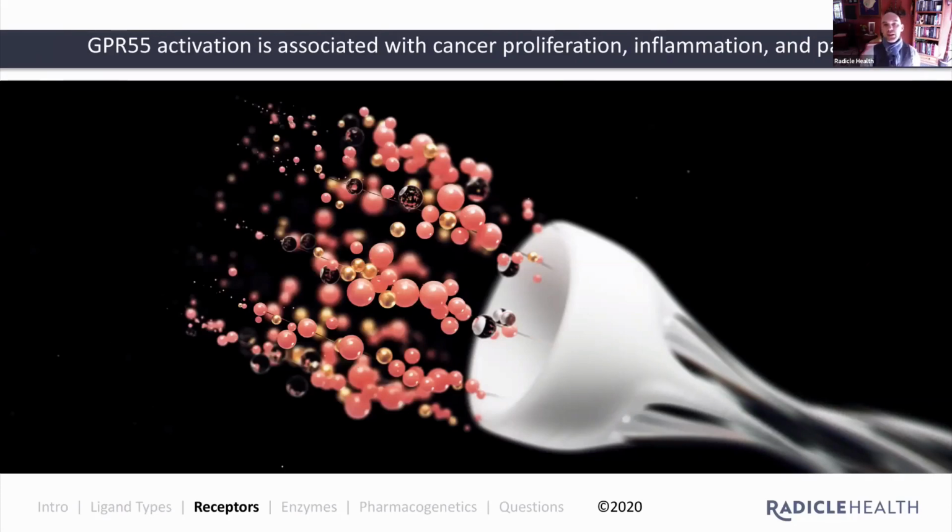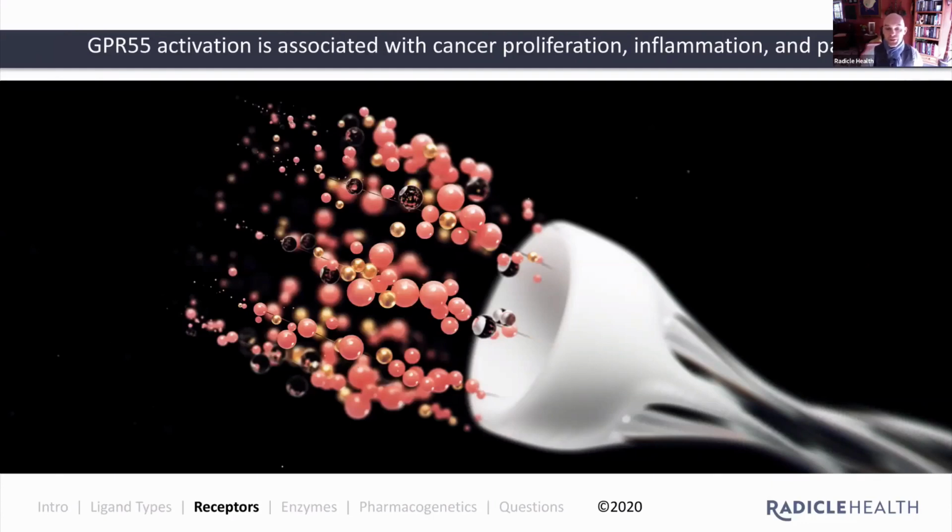GPR55 receptor activation has been associated with cancer cell proliferation and disease progression, also inflammation and certain types of pain. In one study, mice that were genetically bred without GPR55 receptors demonstrated lower levels of inflammation-induced pain, and lower levels of neuropathic pain after nerve constriction. CBD is an antagonist at GPR55. By inhibiting activation of GPR55, we think that CBD might reduce seizures by blocking activation of this receptor in the hippocampus.